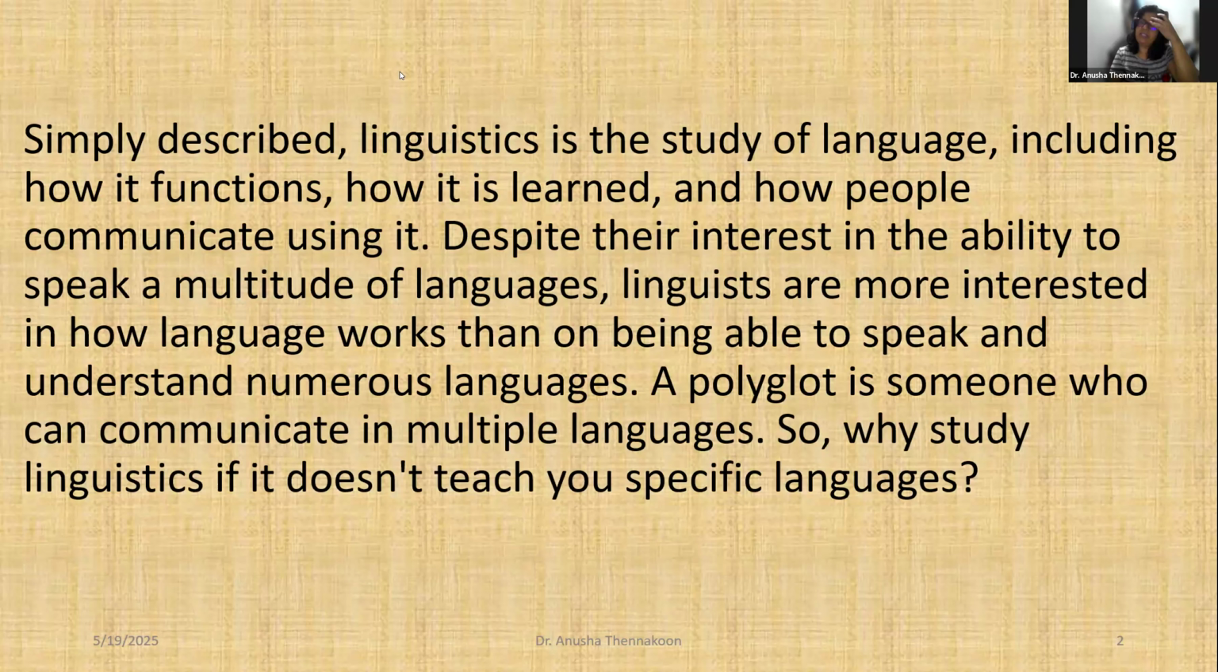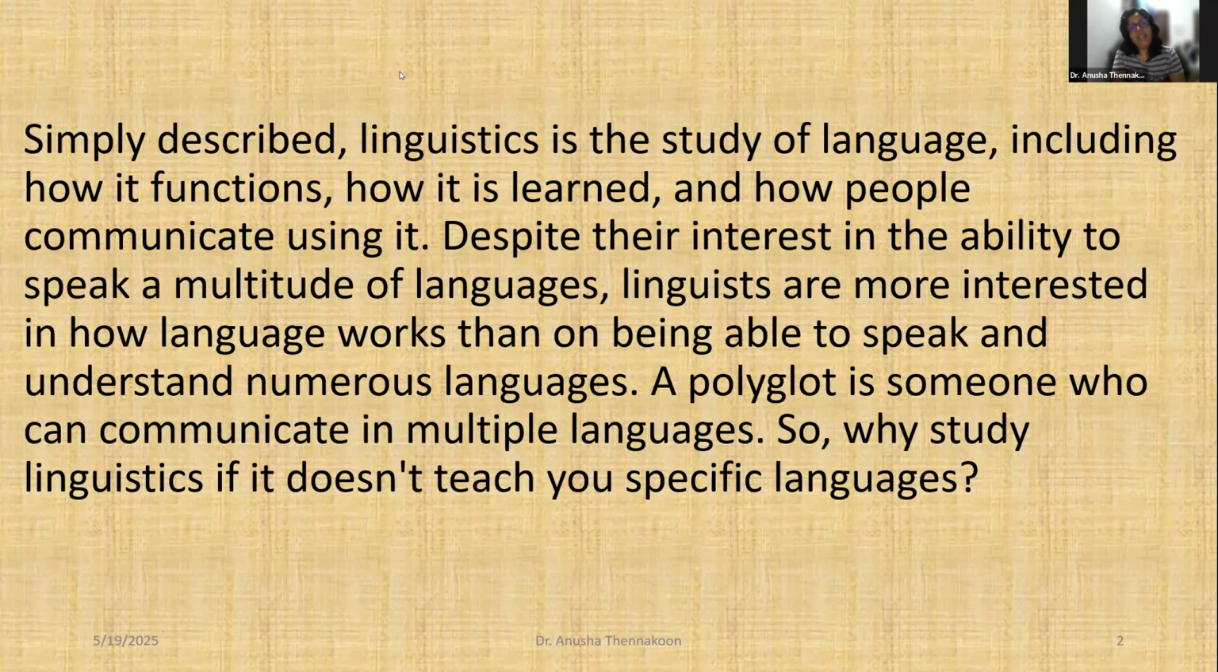Linguists don't worry about how many languages they or other people can talk, but they are focusing on how languages actually work. You might have heard of the term polyglot. A polyglot is a person who can communicate in multiple languages.